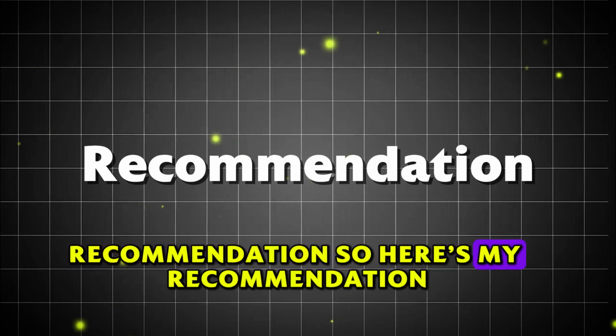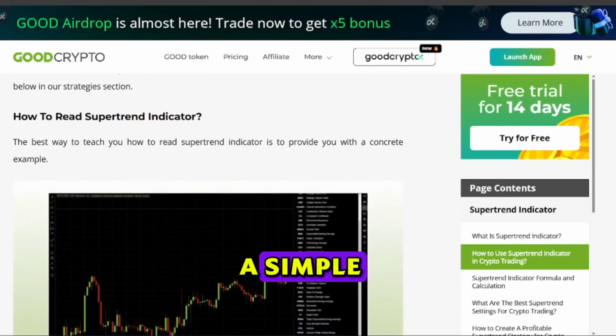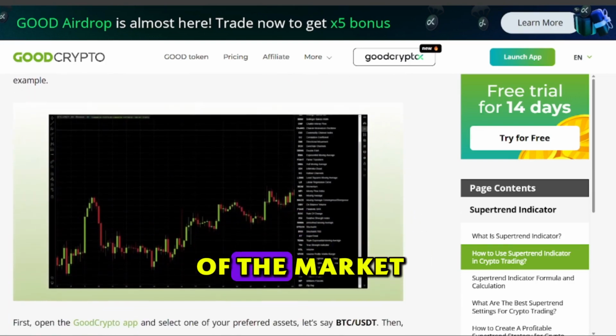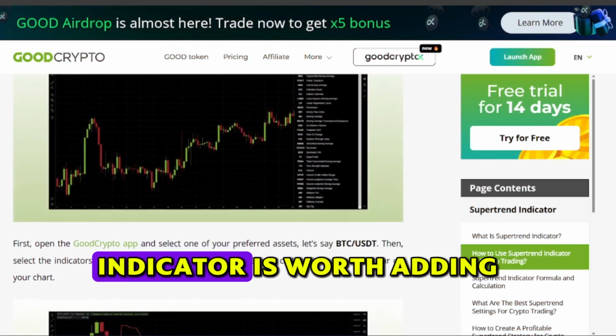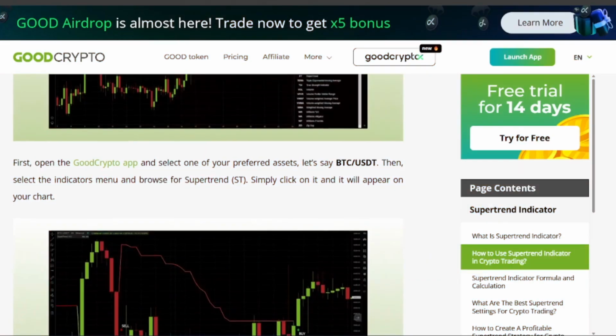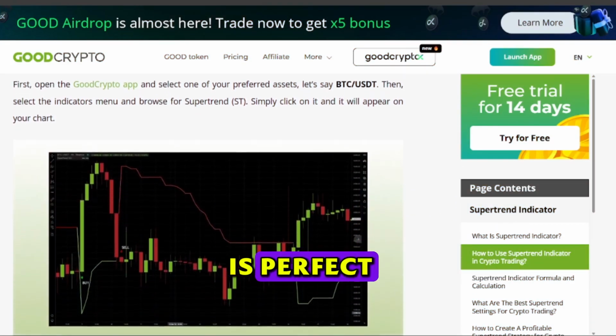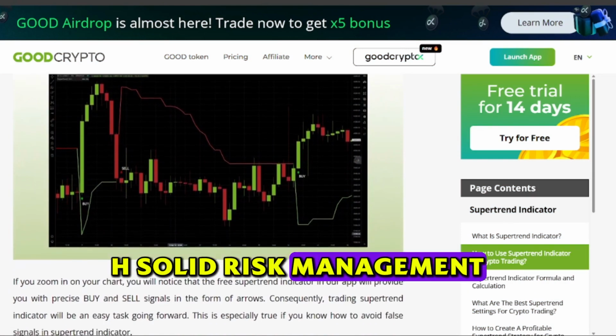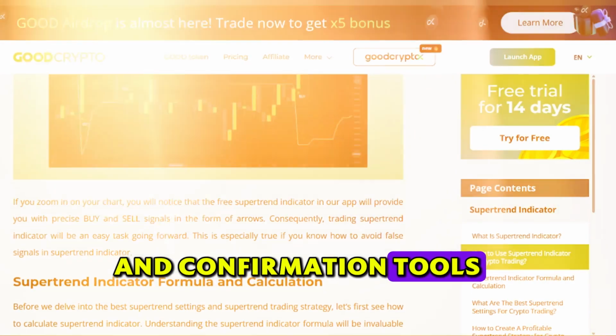Recommendation. So here's my recommendation. If you're looking for a simple tool to keep you on the right side of the market, the Supertrend Indicator is worth adding to your toolkit. Just remember, no indicator is perfect, so always pair it with solid risk management and confirmation tools.